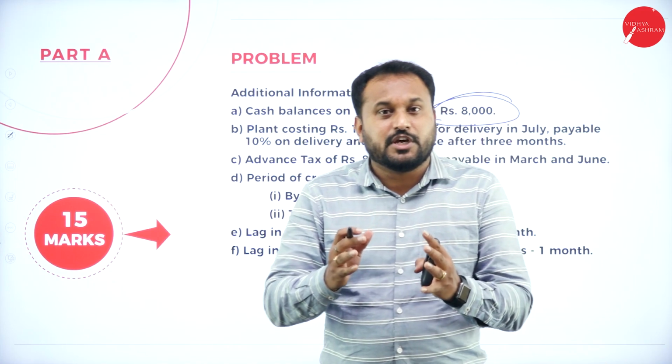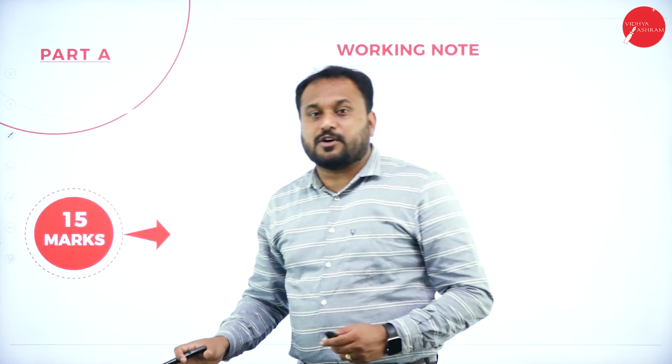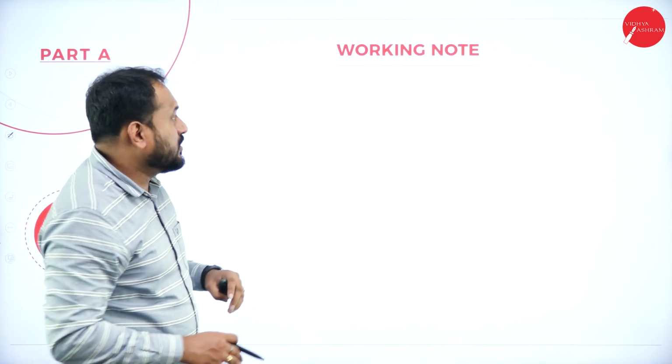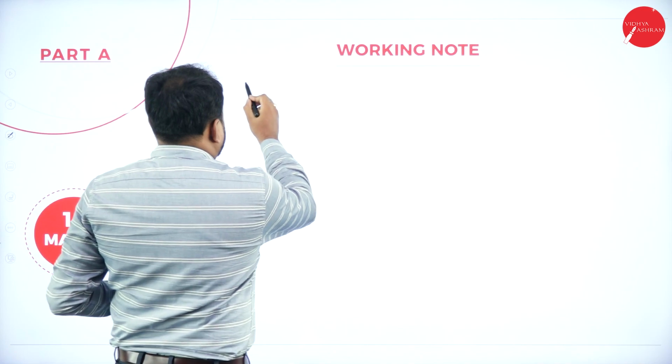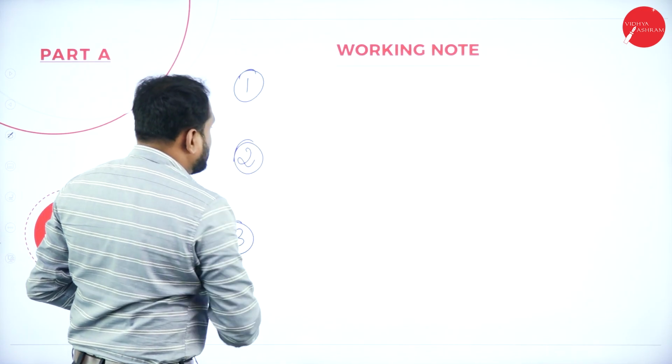What you should do is, you need to go with a solution. The way the solution will look is, you have a particular column, then you need 3 more columns, that is May, June, July, which you are supposed to prepare. Now before that, we need to go with the working note. Now what is a working note here? If additional information is there, all these will be coming to the working notes.